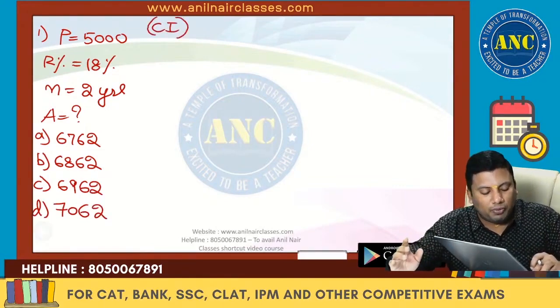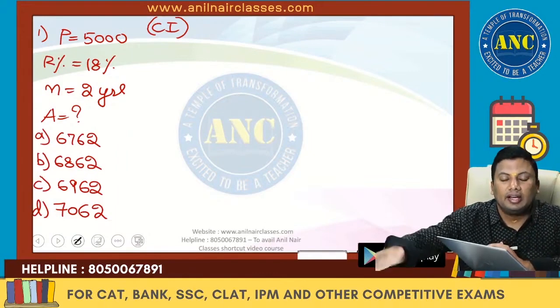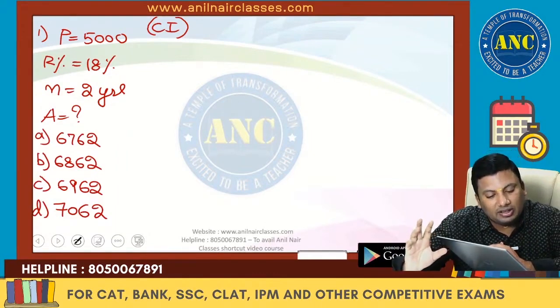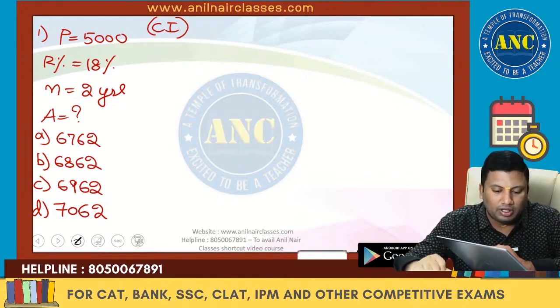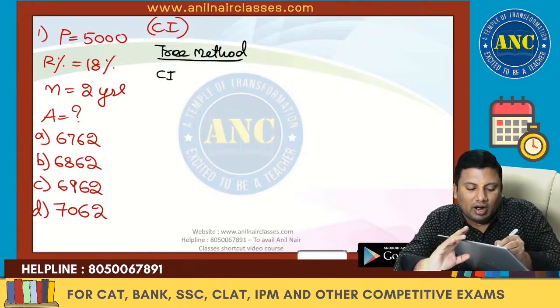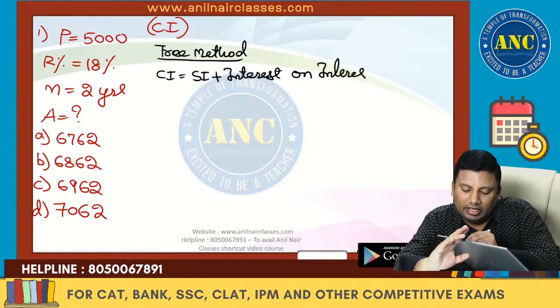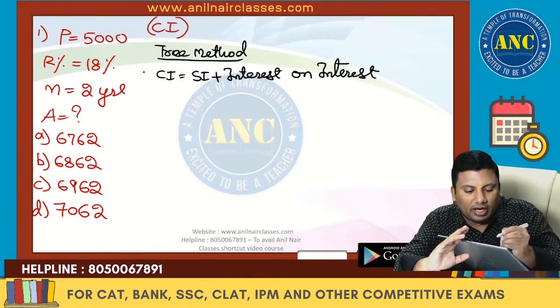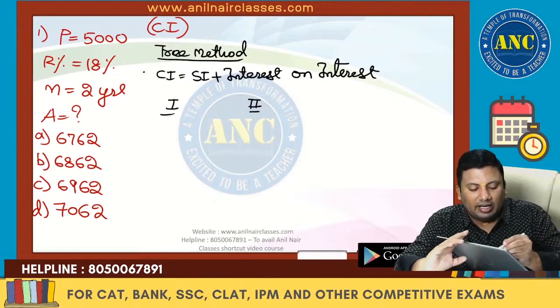Entire classes are in compound interest first, because that is where most of the students get a little intimidated, right? P is 5,000, R is 18%, N is 2 years, amount is how much? Yesterday I told you the tree method. In this tree method, compound interest is nothing but SI plus interest on interest. So there is the first year and the second year.